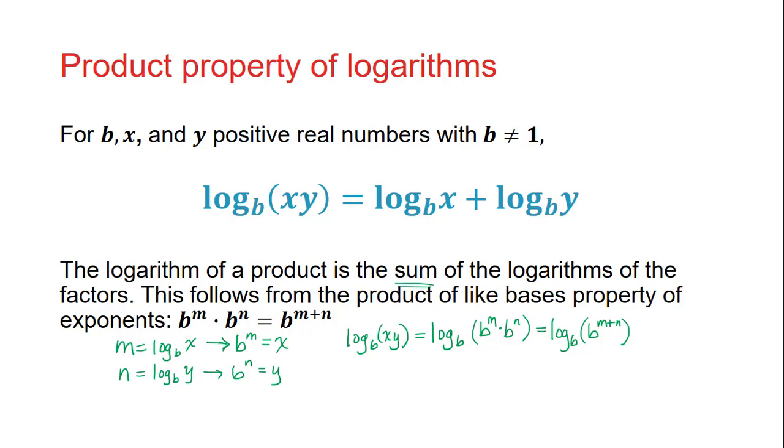And so what is log to the base b of b to the m plus n? Well, we just talked about this with the inverse properties. We just get m plus n. Well, what is m plus n? It is log to the base b of x plus log to the base b of y. So that's the mathematical proof that gives us this property. I'm not going to expect you to state that on a test, but I do want you to have some understanding of where that comes from.